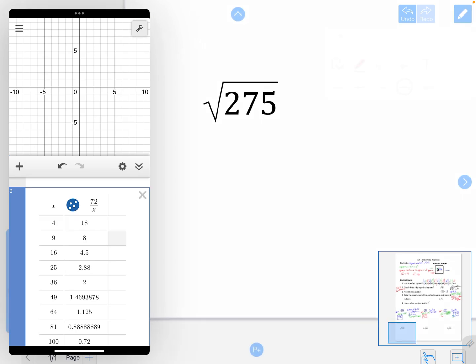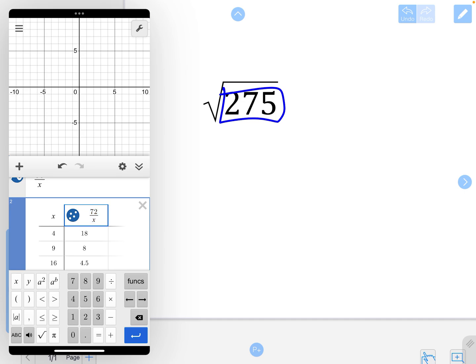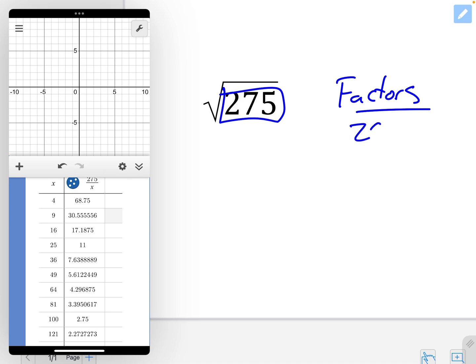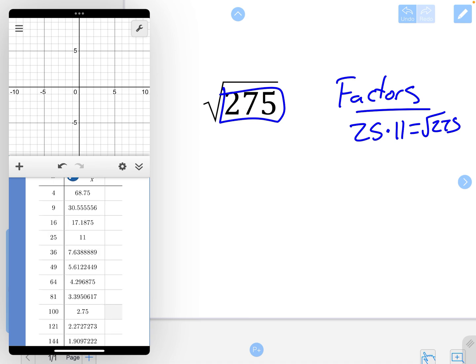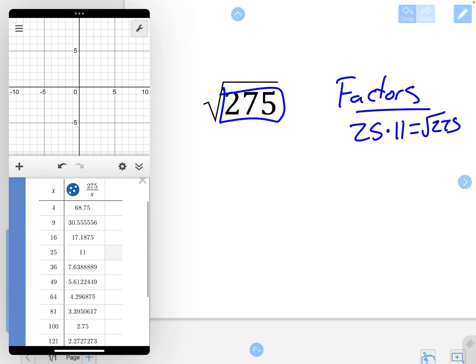All right, now we're going to look at 275. Scroll down. 4 is not a factor. 9 is not a factor. 16 is not, 25 is a factor. So 25 times 11 is the square root of 275. 36, no. 49, no. 64, no. 81, no. 100, no. 121, no. And 144 is less than 2, so no way I can do that. So those are my only two factors.